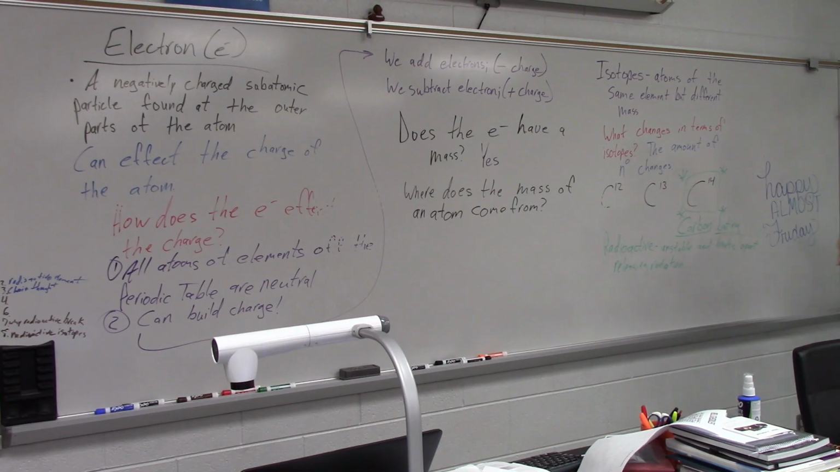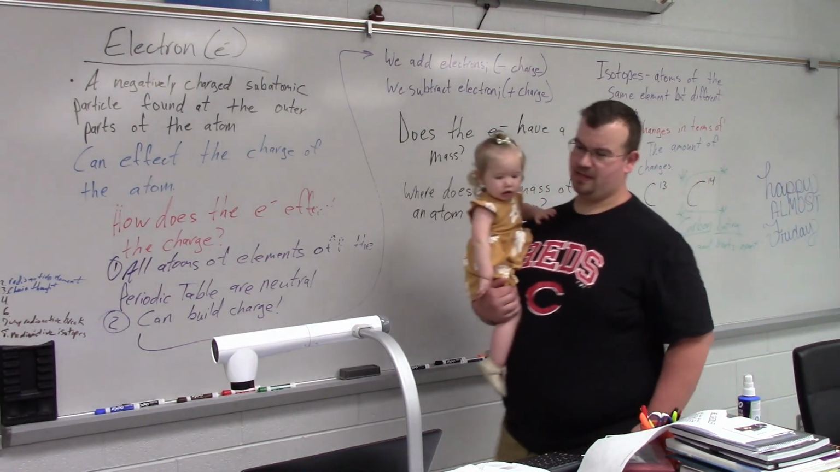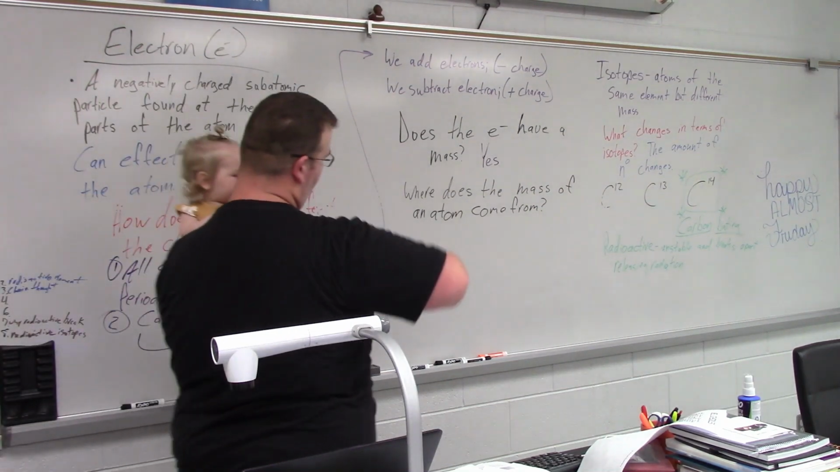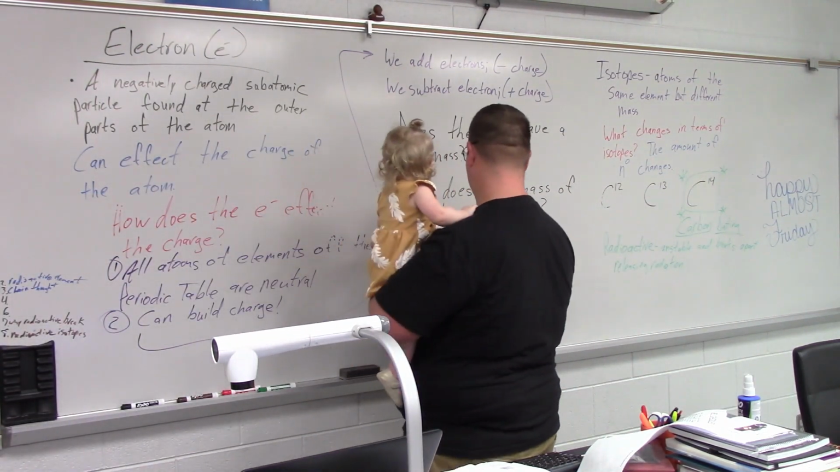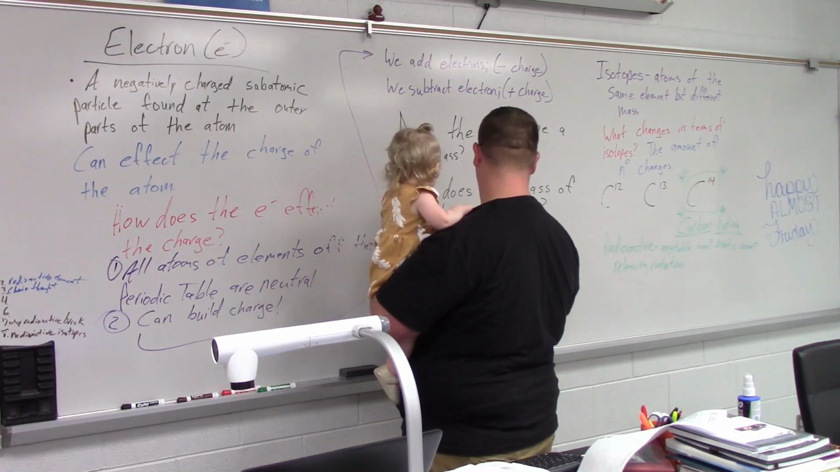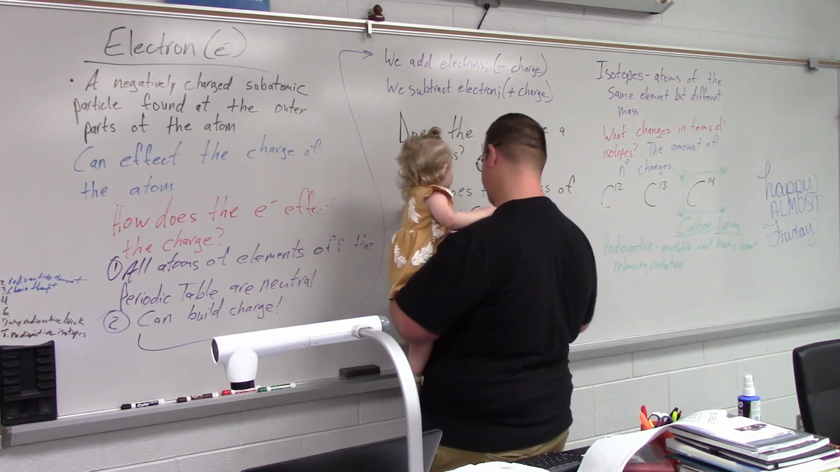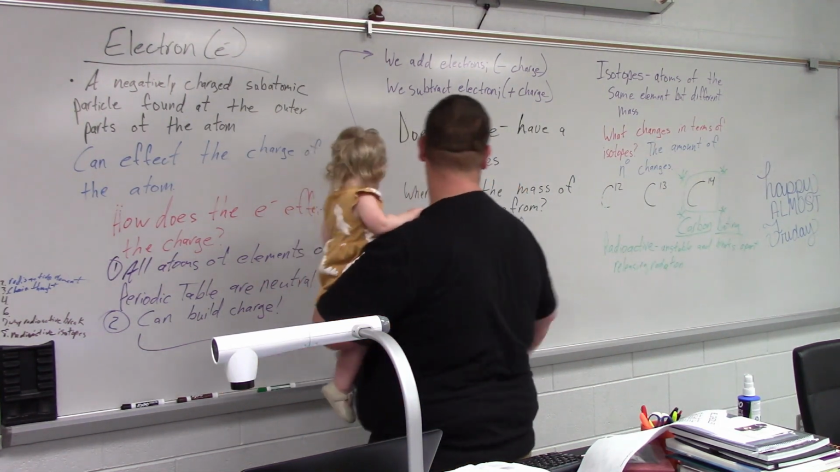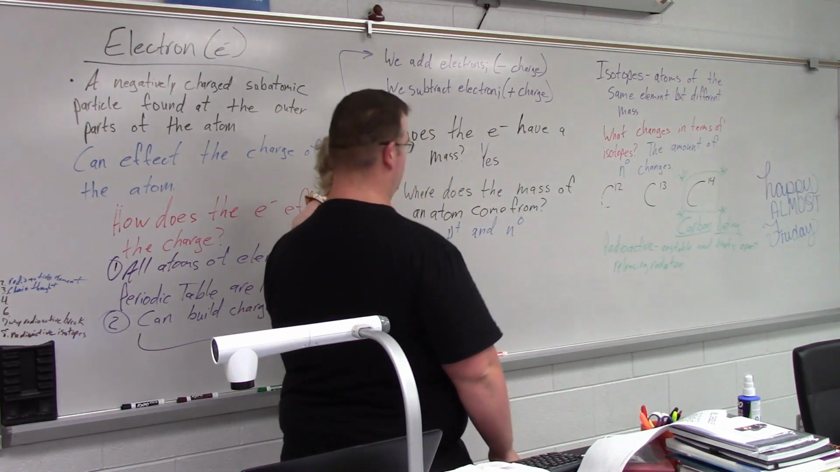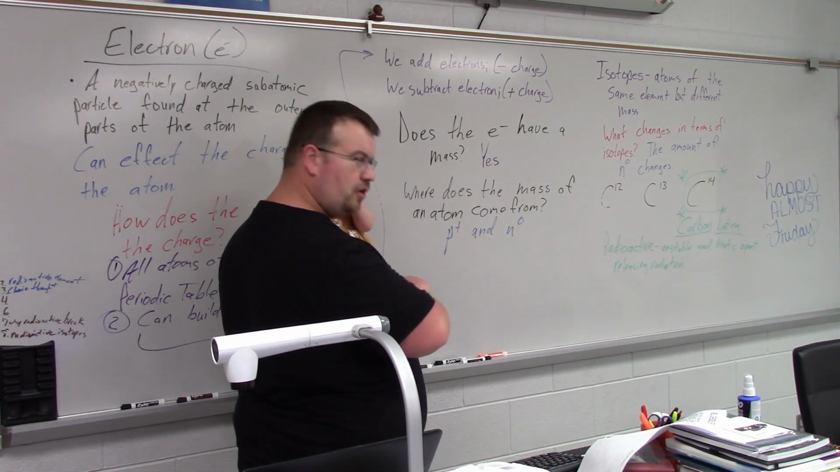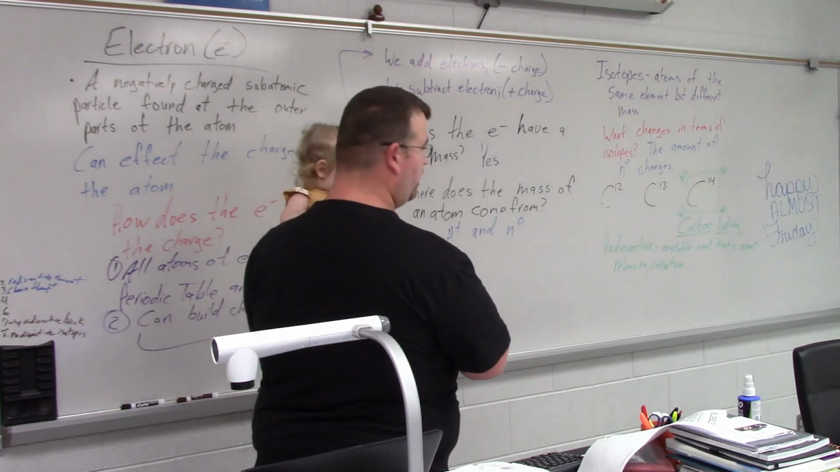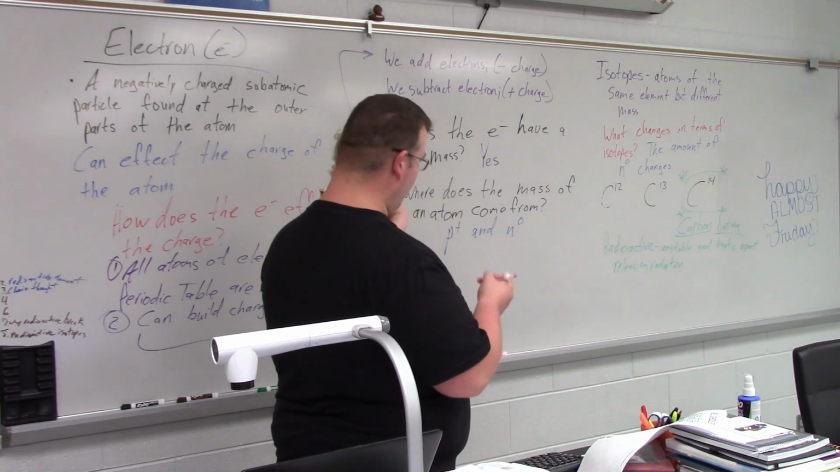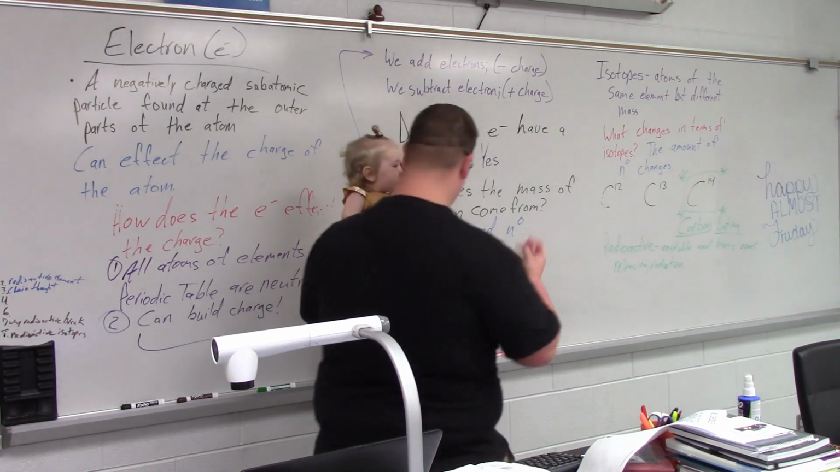All right, so come on now. Where does the mass of an atom come from? Protons and neutrons. Right? Well, I got a problem here. Does the electron have mass? Yes. But only the protons and the neutrons are what we're looking at to say that those are what brings mass.